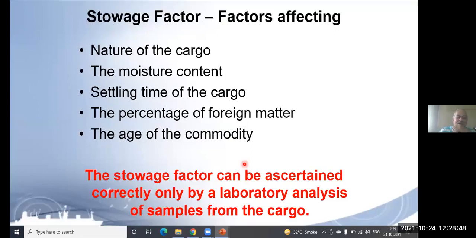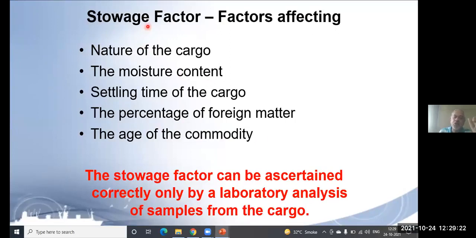Then the percentage of foreign matter, in case some foreign matter is there, that also matters. Age of the commodity, like wood chip, I have given you the example. Suppose wood chip is 2 years old, 1 year old, 6 months old, just 1 day old, then the stowage factor will be different. The stowage factor can be ascertained correctly only by laboratory analysis, so it has to be correctly measured and declared by the lab. You can calculate by your experience, but it is available from the lab analysis.